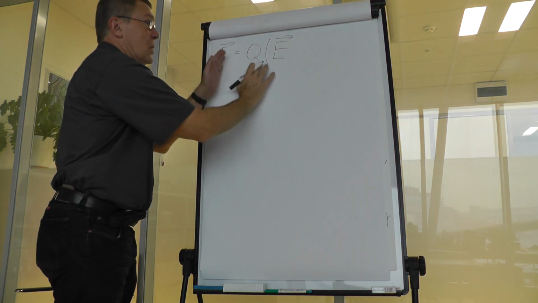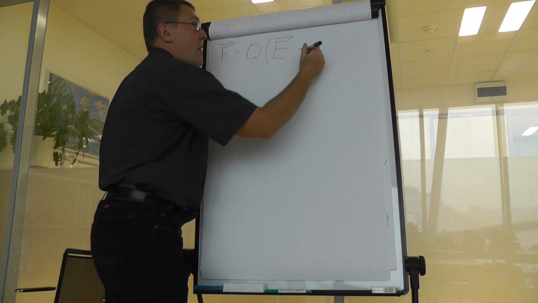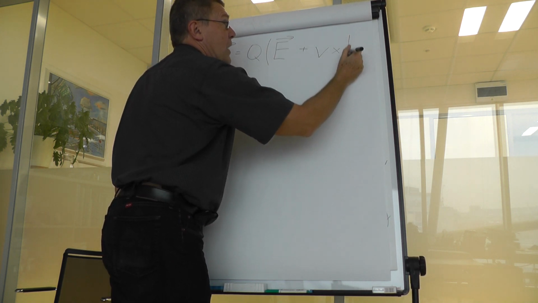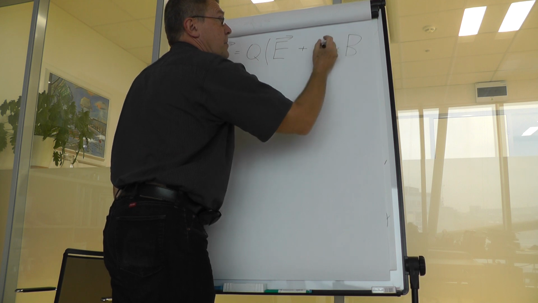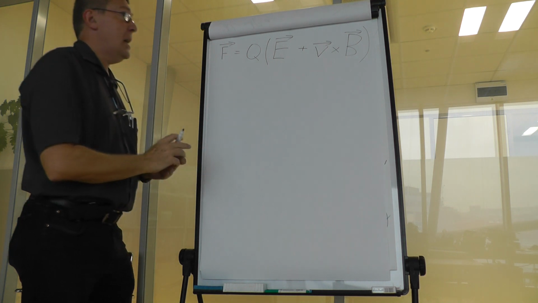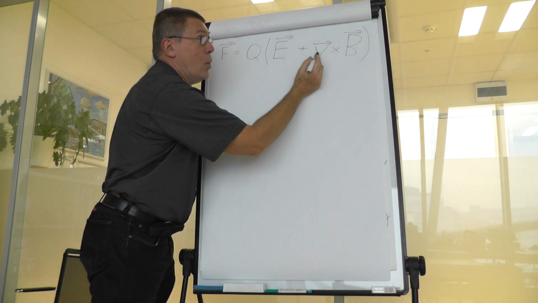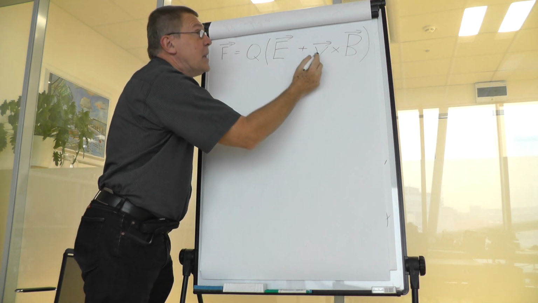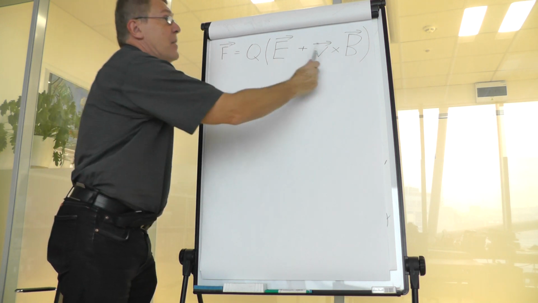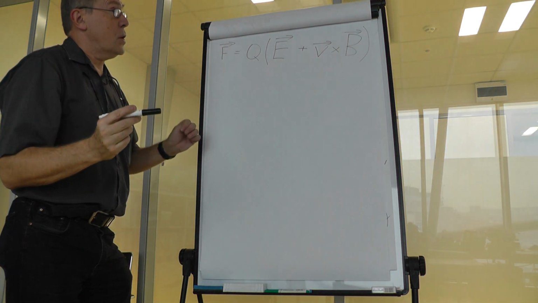So this is already known, but then there is a second component, and this looks a bit tricky. It's a vector product of the velocity of the charge, with which it moves within magnetic field. Now there is a vector product, and I would like to make a short comment.